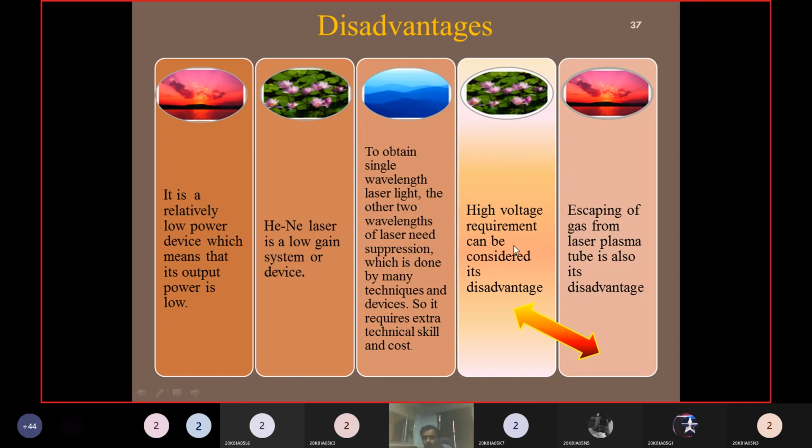Next, high voltage requirement can be considered a disadvantage. For discharging, for gaining, we have to supply high voltages. That is one disadvantage. And next, escaping of gases from the laser plasma tube is also a disadvantage. We are taking a quartz tube here.